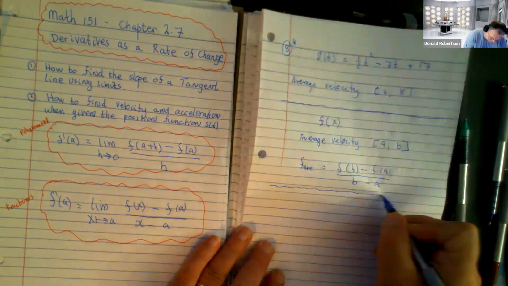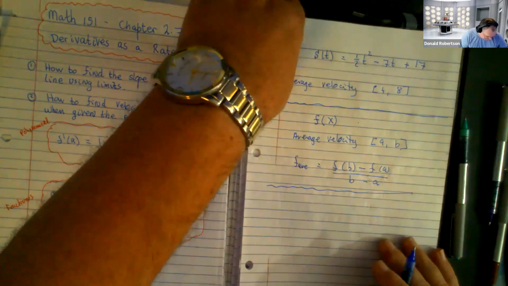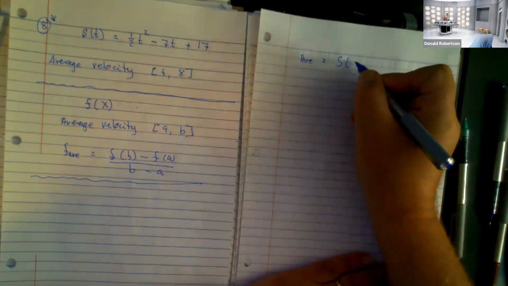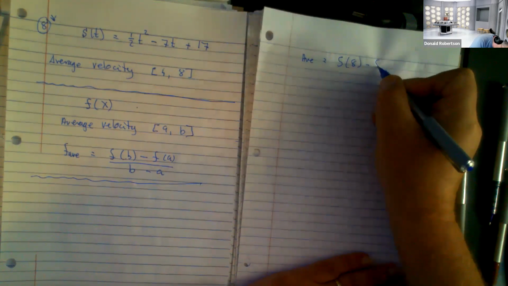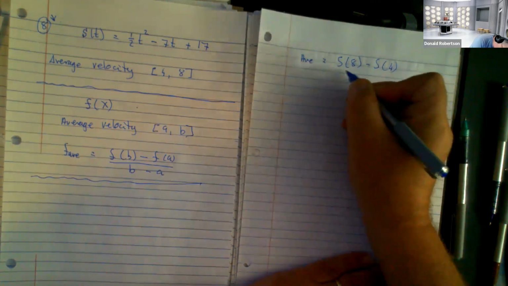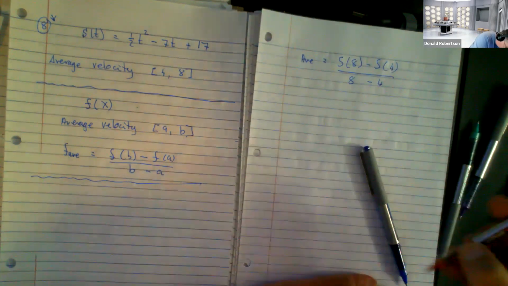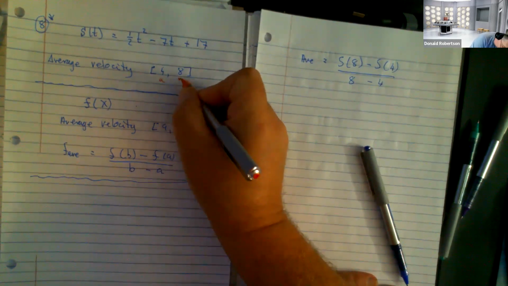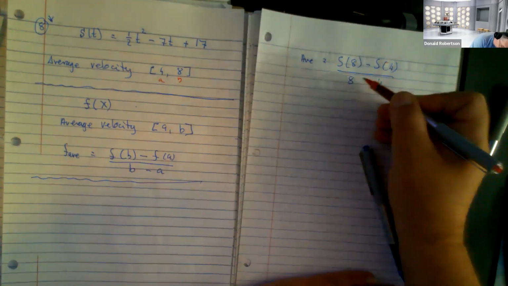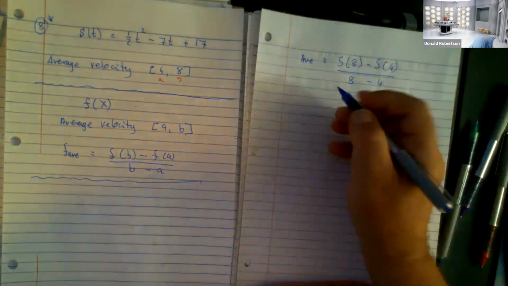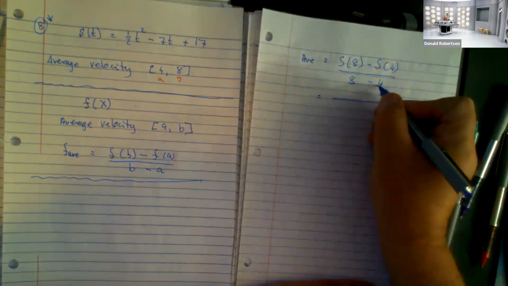So now I'm going to look at that question. I want to find the average velocity from 4 to 8. I'm going to find the value of the function at 8, take away the value of the function at 4, and divide it by 8 take away 4. I want you to think of that as the A and the B. You see it? S of B, take away S of A, over B take away A.